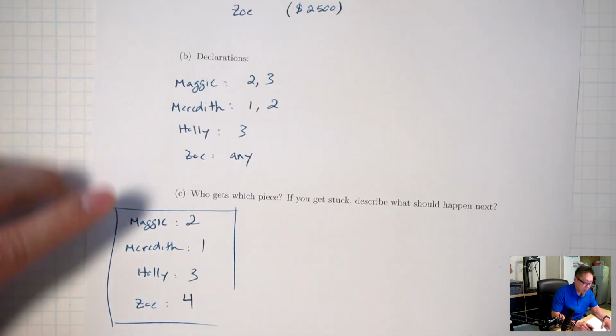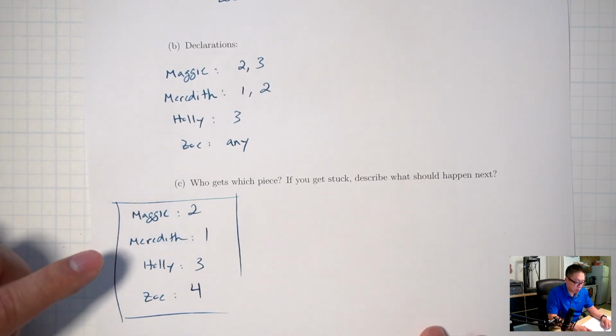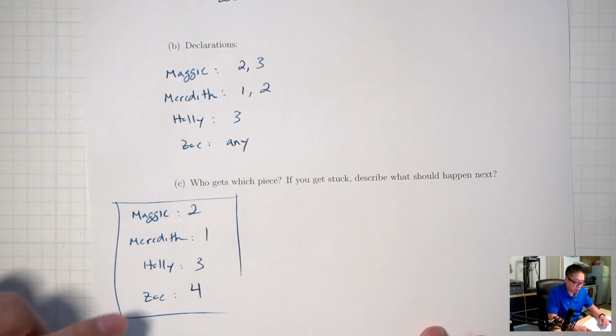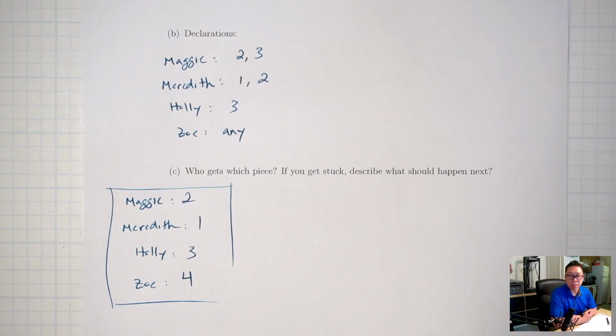So this one works. We didn't get stuck here. We gave Maggie 2, which is on her list. We gave Meredith 1, which is on her list. We gave Holly 3, which is on her list, and we gave Zoe 4. She doesn't care about any of the pieces. She will take any of them. So everybody's happy. All right, that's the lone divider method. Have a great day, and I'll see you in the next one.